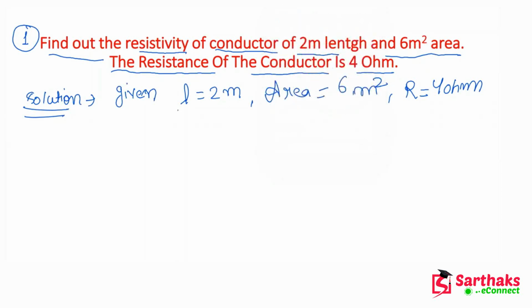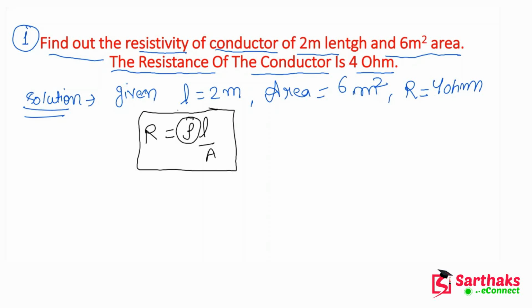Now let's find out the resistivity. We know that the formula of resistance is R equals rho L upon A. By this formula we can calculate the resistance, but here we are not asked for resistance, we are asked for the resistivity. So how can I get the resistivity? If I cross multiply this here, and cross multiply this length here, then I will get the value of rho, and that will be RA by L.